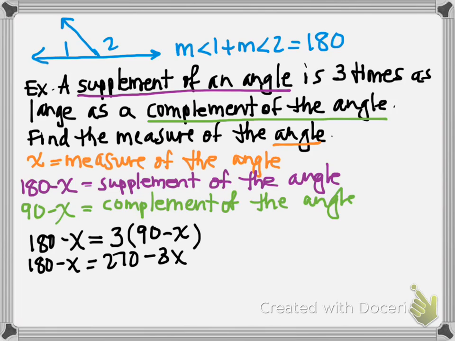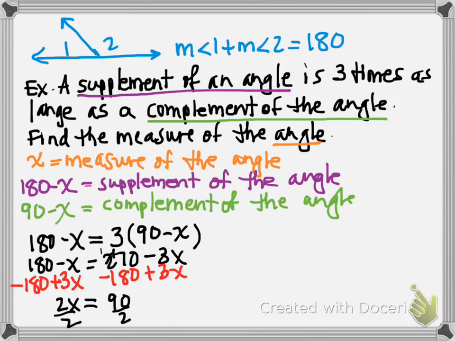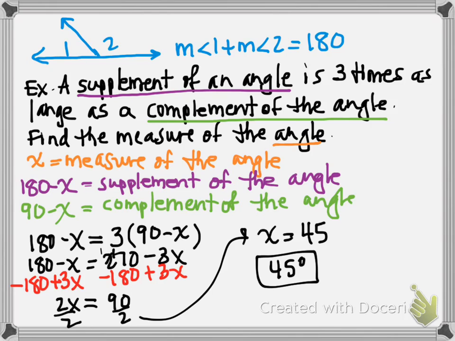So we're going to do opposite operations. I'm going to add 3x to both sides to get all the x's on the left. I'm going to subtract 180 from both sides to get all the constants on the right. The result of doing that gives me 2x equals, do a little renaming as we need to, 90. Divide by 2 on both sides to get x alone, and we get x equals 45. So our answer is 45 degrees.